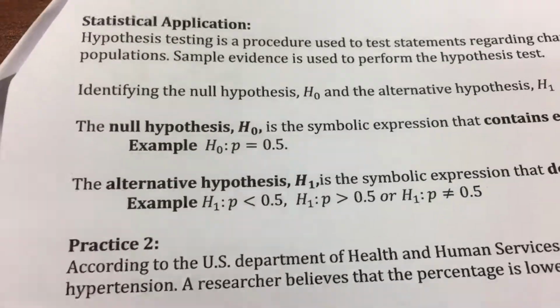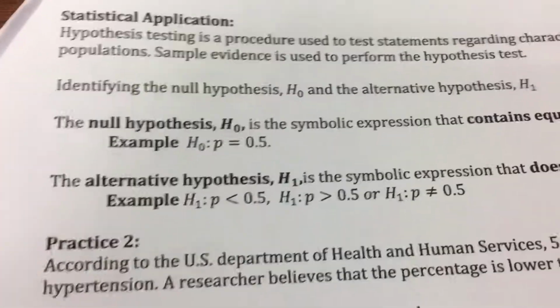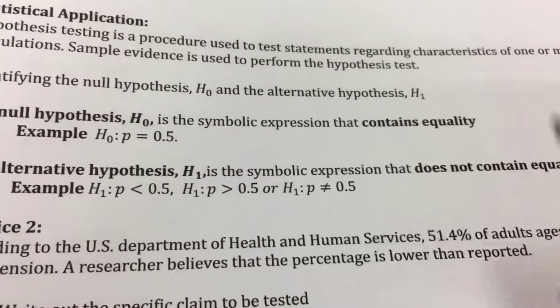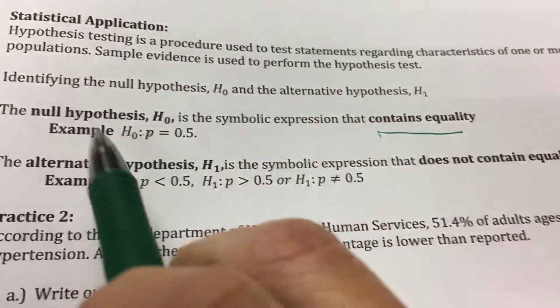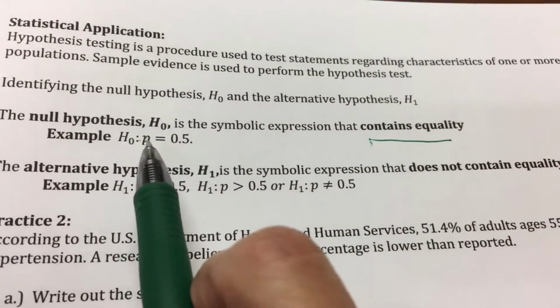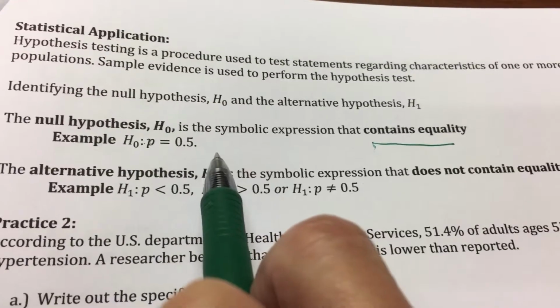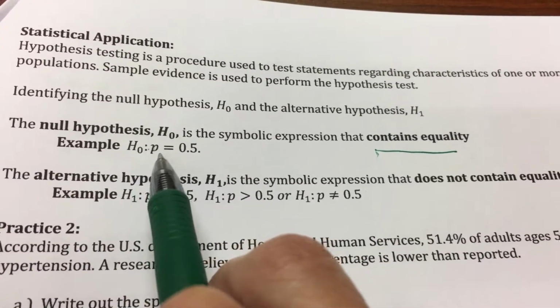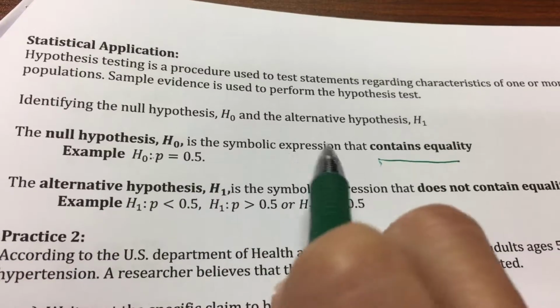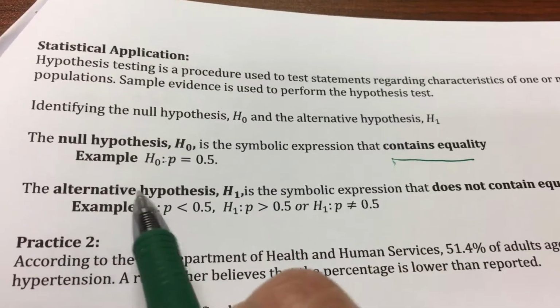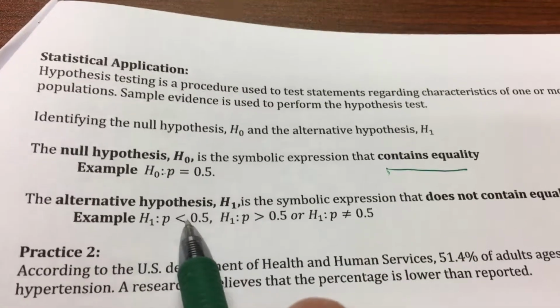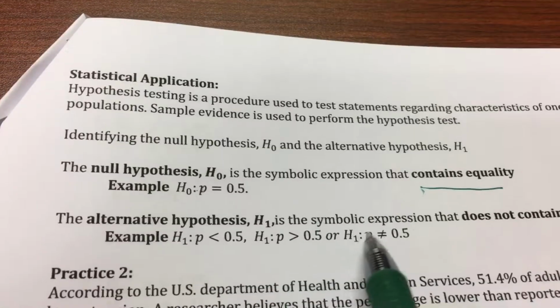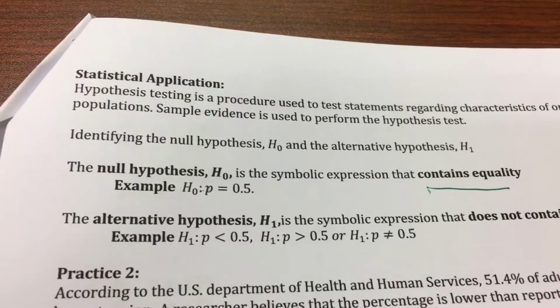Now, something you need to know is the null hypothesis always has an equal sign, no matter what, okay? The null always has an equal. So here's an example. The probability equals 0.5, okay? H sub 0, probability equals 0.5. It always has an equal. The alternative statement, H sub 1, never has an equal. So it's either going to be a less than, a greater than, or a not equal to, okay?